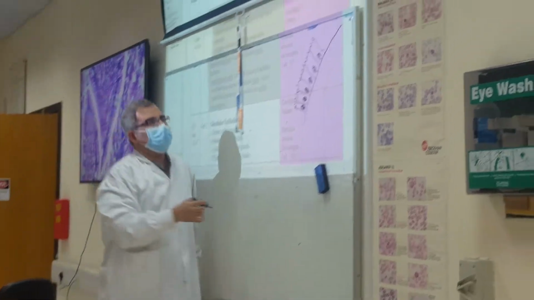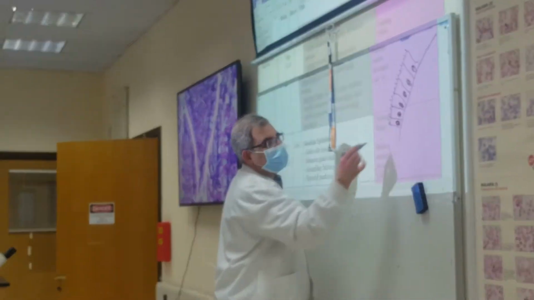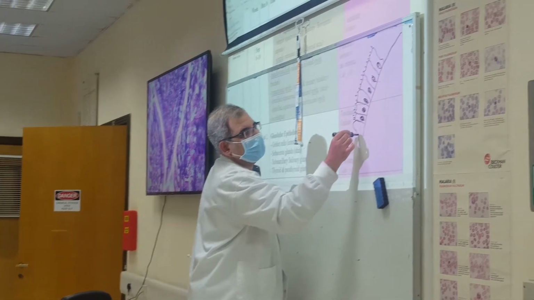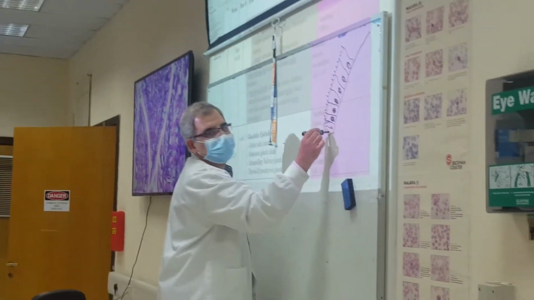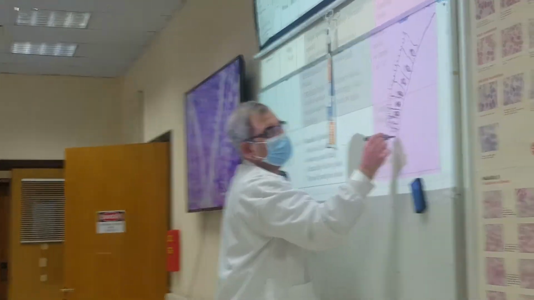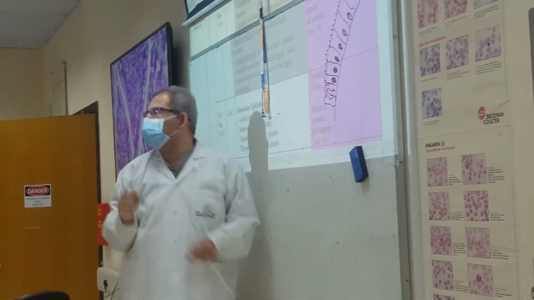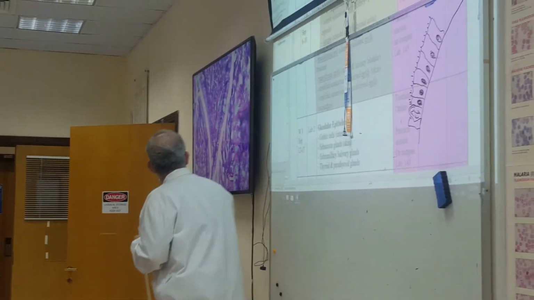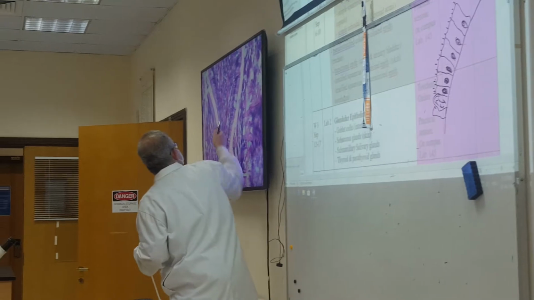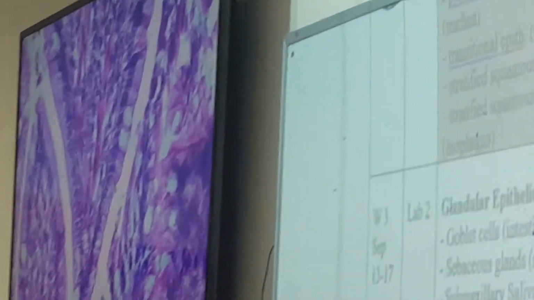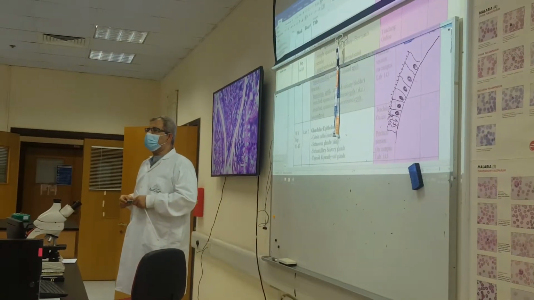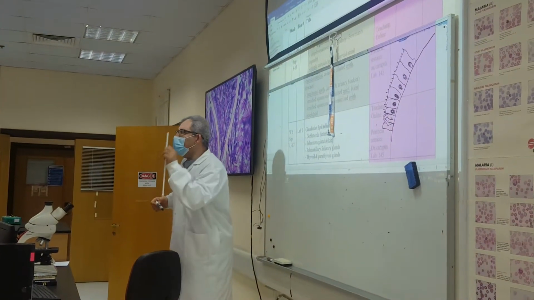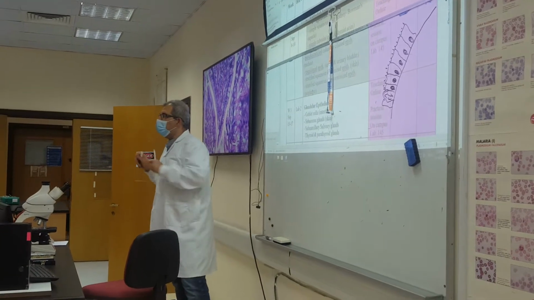Then, you will notice here that there are empty areas in between. They are empty. Something like this. Is it the goblet cell? Yes, they are the goblet cells. But why are they empty? We know the cells usually contain a nucleus, but these areas in between are empty. Why? For secretion? Yes, they are secreting material.